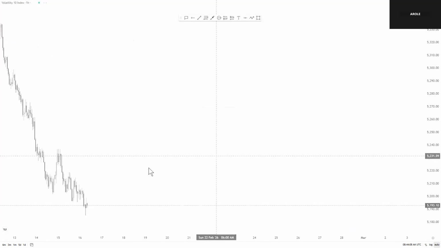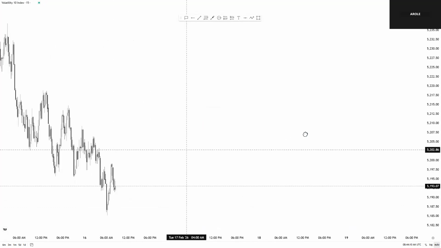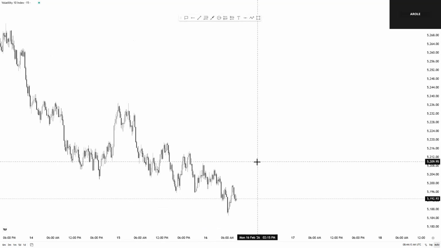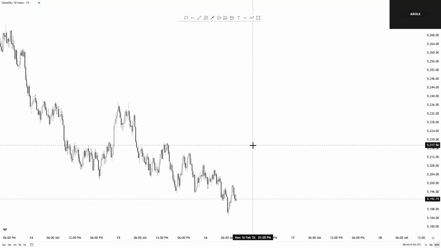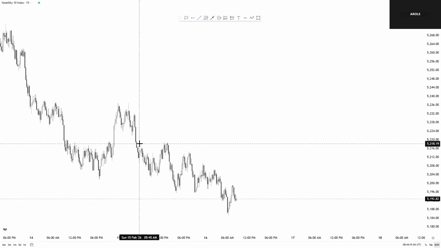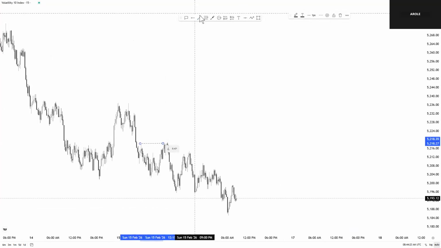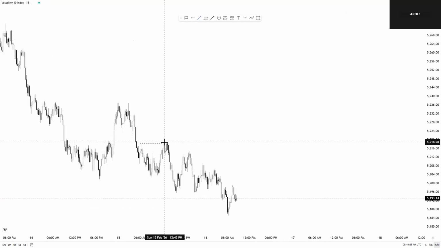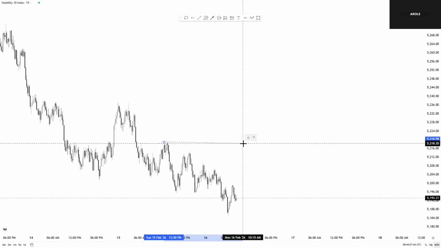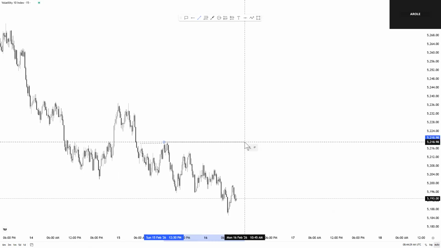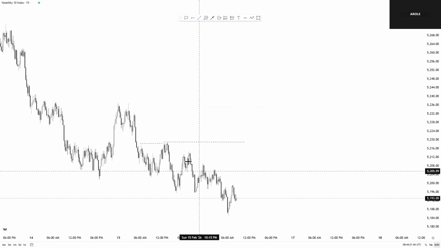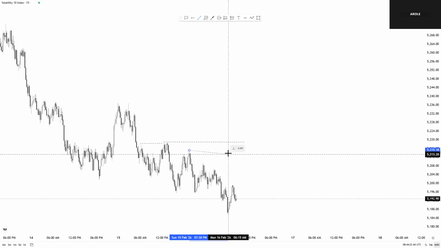Going to my 15 minutes time frame for continuation. Let me see if I can see any good continuation around this zone. Okay, this is a very good continuation here. I have my sweep of liquidity here. I have my protected high here. That's my protected high. I have my liquidity here.